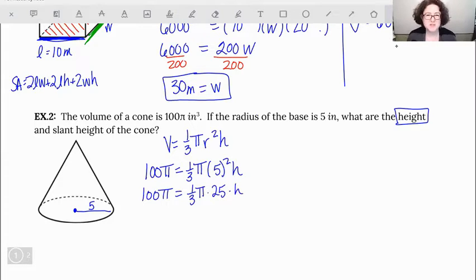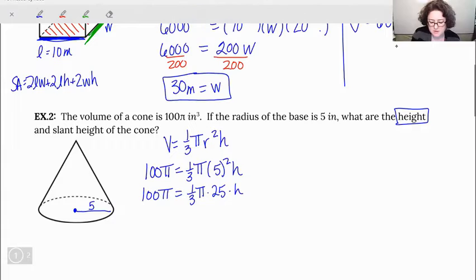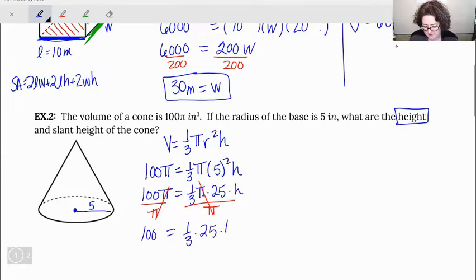And then we've got a bunch of stuff going on in this formula. Do you see anything in common on the left and the right? Huh. Well, both of these have a pi, so let's just divide that out. So rather than dealing with the big long decimal that we might need to use, let's just go ahead and get rid of it. So divide both sides by pi. That will simplify out the pi on both sides. And then we are left with some more approachable algebra. So 100 equals 1/3 times 25 times h.